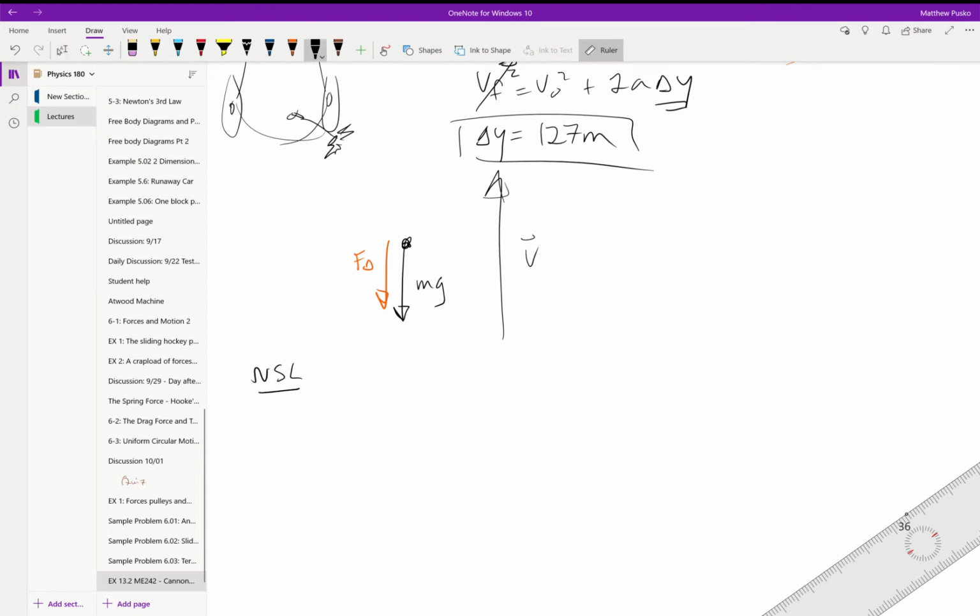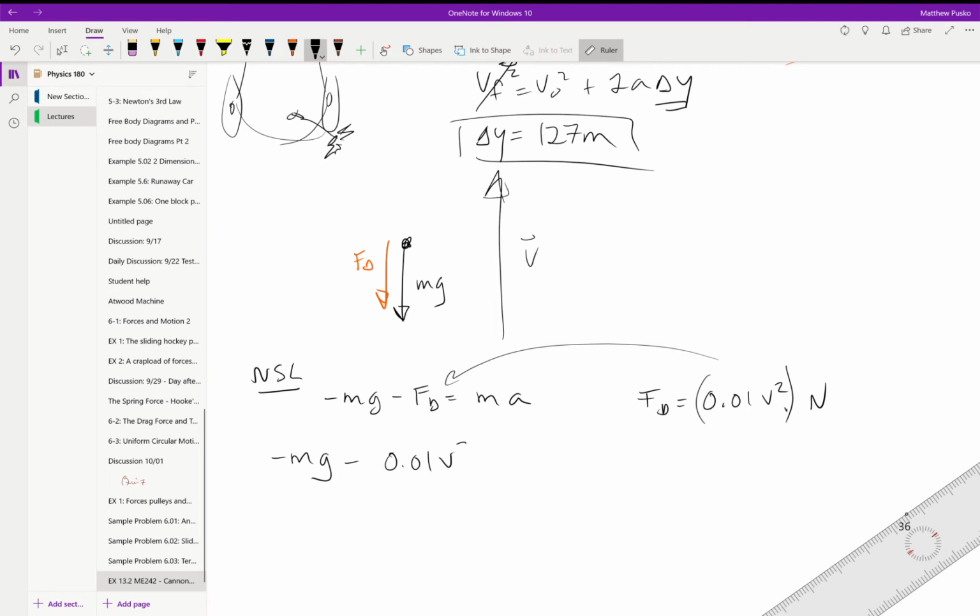Newton's second law: I have minus mg minus the force of drag is equal to mass times the acceleration. We had the force of drag given to us as 0.01 v squared newtons, and we can substitute that in here. We get minus mg minus 0.01 v squared is equal to the mass times the acceleration. So this poses a problem right now. We don't know what the velocity is right there. We haven't even found the acceleration yet.